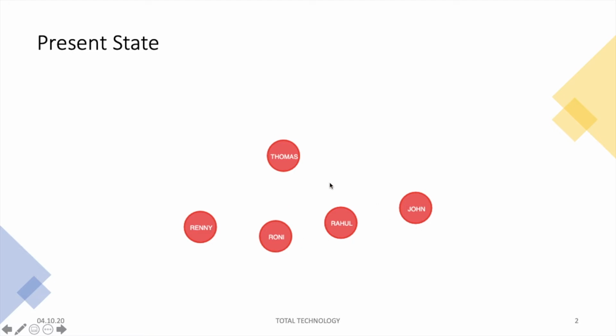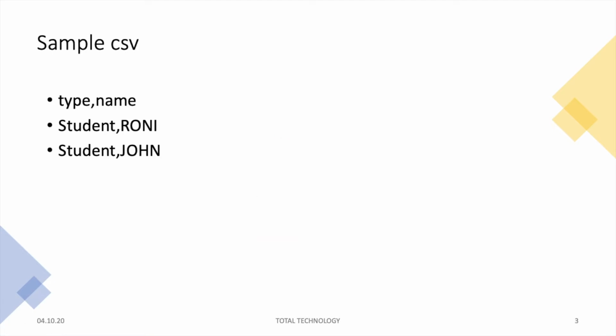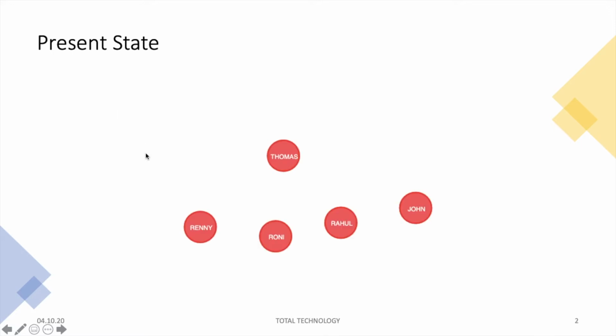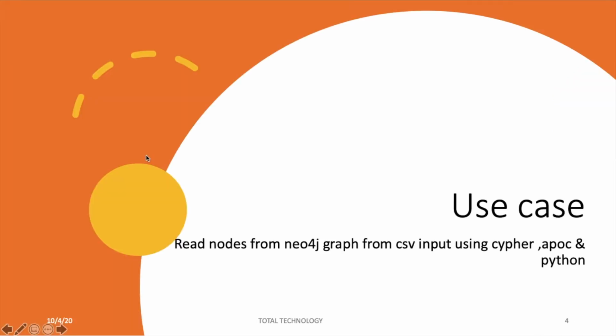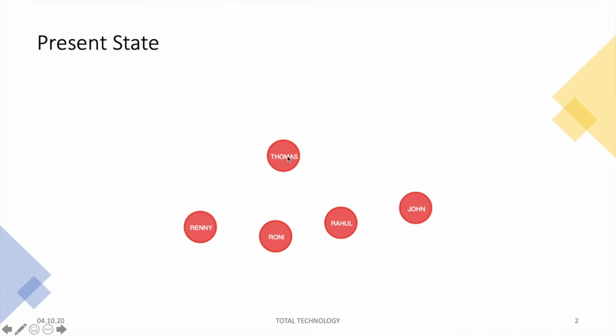So our job is to delete some of the nodes, and the instruction for the deletion will be coming from a CSV file. For example, I have a CSV, and in the CSV file I have type is student, name is Ronnie, type is student, name is John. So what will happen? Ronnie and John should be removed. Why? Because the type is student and name is Ronnie, and type is student, name is John. So I have two entries, and that is why Ronnie and John should be removed.